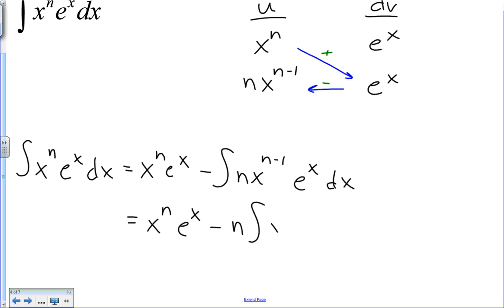N times the integral of x to the n minus 1 e to the x dx. So you can see there that I started out with an integral that involved x to the nth times e to the x, and now I'm able to rewrite this as an integral that involves x to the n minus 1 times e to the x, thus a reduction formula. I've reduced the power on my power function there. All right, so that's the idea behind a reduction formula. Here's one example of a reduction formula.